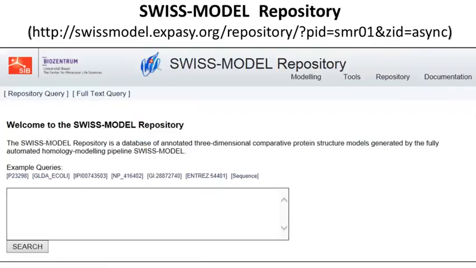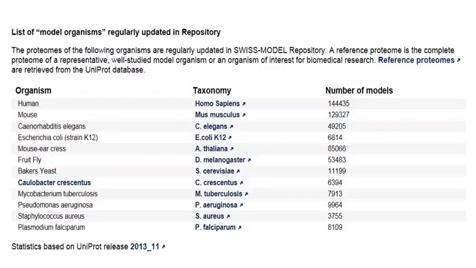You can input a protein sequence, and Swiss Model searches for homologous proteins with known structures and builds a model for you. Because protein structure prediction can be computationally intensive, the good people at the Swiss Institute of Bioinformatics created a Swiss Model repository that contains structure predictions that they made for you from protein sequences in UniProt. As of December 2013, the Swiss Model repository contains over 144,000 structural models for human proteins, about 130,000 models for mouse proteins, and many structural models for other model organisms.